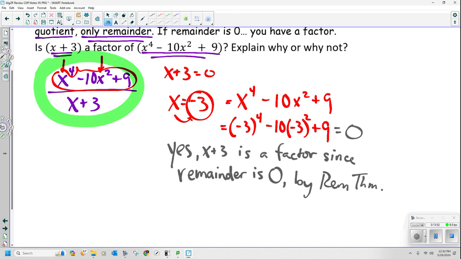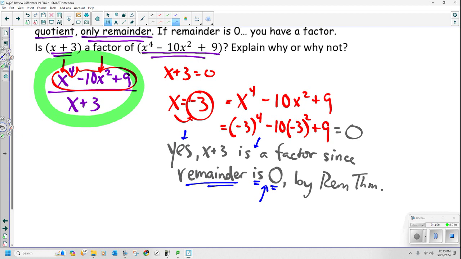Okay? Now look, do not fall into the habit of saying, since there is no remainder. You will get points taken off. You can't say there's no remainder. You have to say that the remainder is 0. There is a remainder. It's 0. Okay? Now, if this number wouldn't have been 0, if it would have been 20, I would just say no, x plus 3 is not a factor since the remainder is not 0, or the remainder is 20.